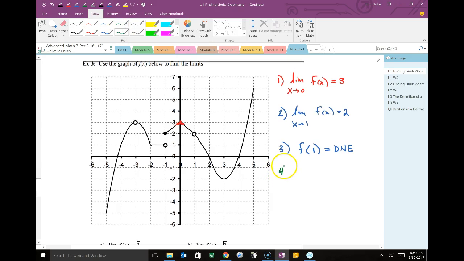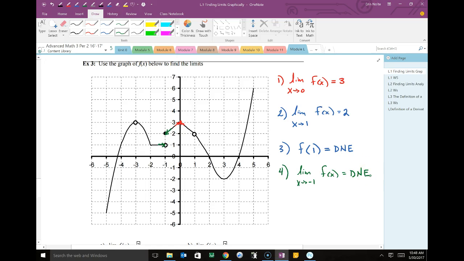Let's try another one. Let's say the limit as x approaches -1 of our function. On the right and the left, do these two ants approach the same place? We're looking at -1. On the left side, it goes to the y value of 1, but on the right side, it goes to the y value of 2. So are those two ants going to the same place? No. So this does not exist.